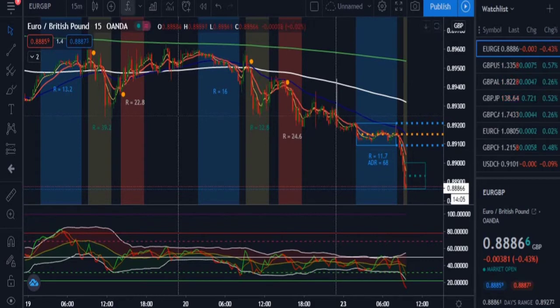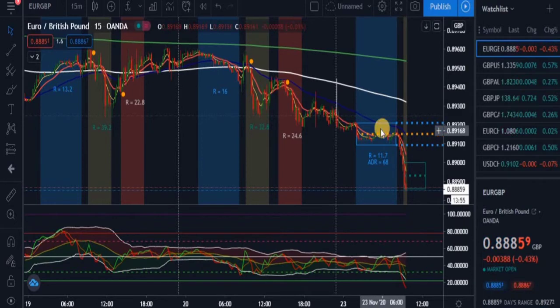This is EUR/GBP, that's euro pounds, and as you could see, we just left the Asian box. I believe you could see. I'm sorry for the previous video where my mouse was not showing. And here you could see we have a pull, and we have some pushes to the downside.